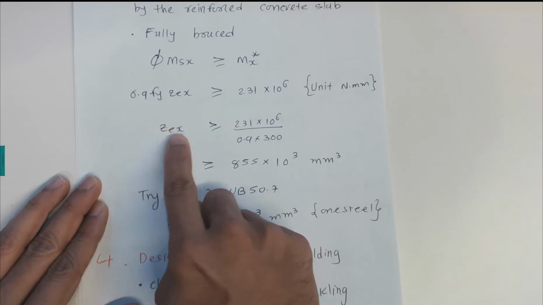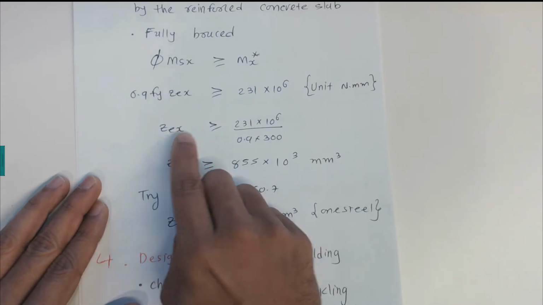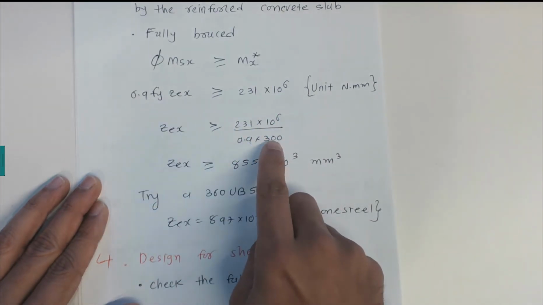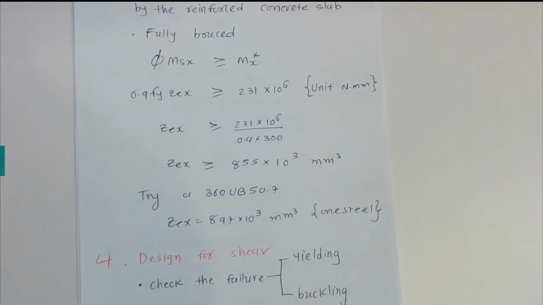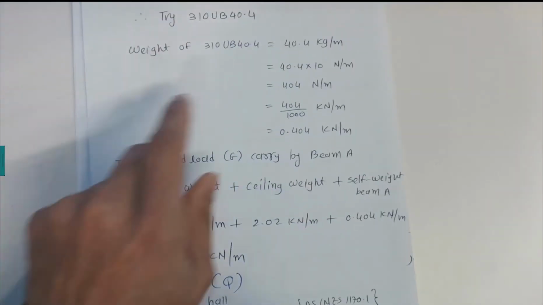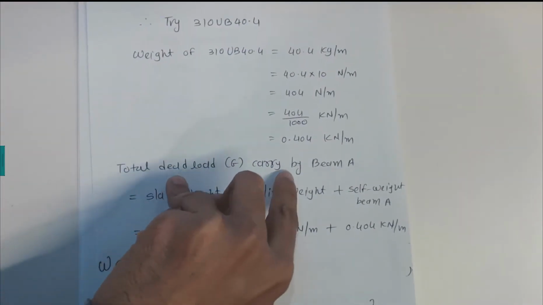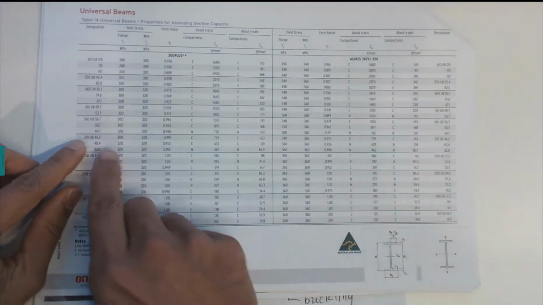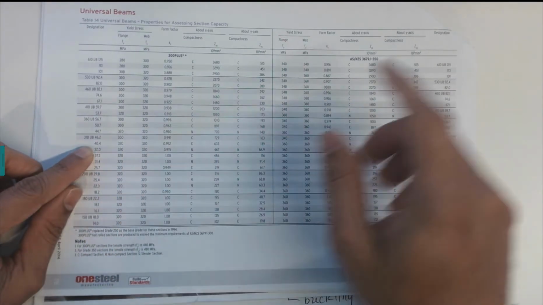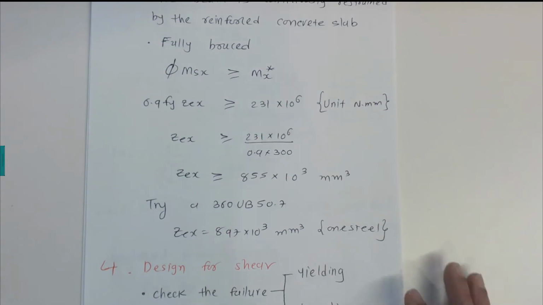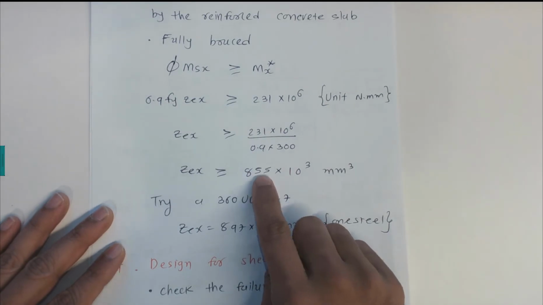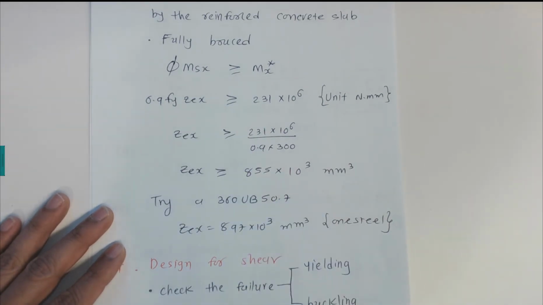We are interested in finding the effective section modulus ZEX greater than or equal to 213 times 10 to the power 6 divided by 0.9 times Fy, where Fy is 300 megapascals. We selected this steel beam, 310 UB 40.4, and we say that it is grade 300. If you turn it over, for 310 UB 40.4 we have 320 megapascals, but we are taking 300 megapascals because we mentioned grade 300. So the ZEX calculation gives 855 times 10 to the power 3 millimeter cubed.